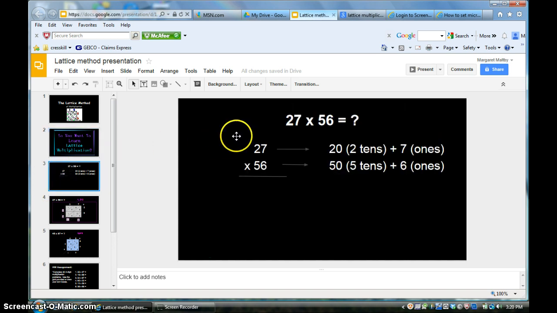Lattice is an interesting method. It's not the traditional straight up and down method. Let's take an example of 27 times 56. We know that when you're multiplying 27, you actually have the number 20 plus the number 7, 2 tens and 7 ones, multiplied by the number 50, which is 5 tens, plus 6 ones, 56. Let's move into the lattice method and see how this can work for us.